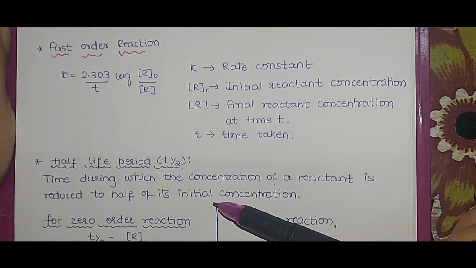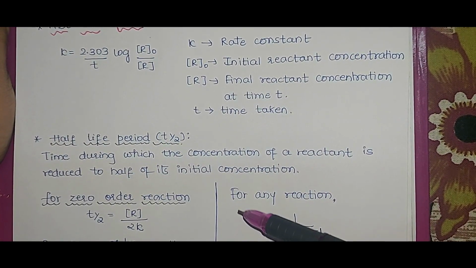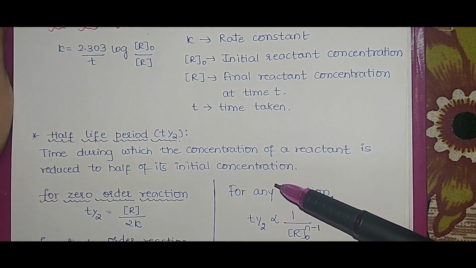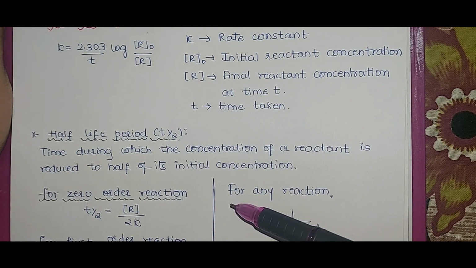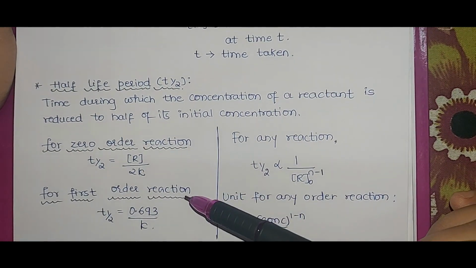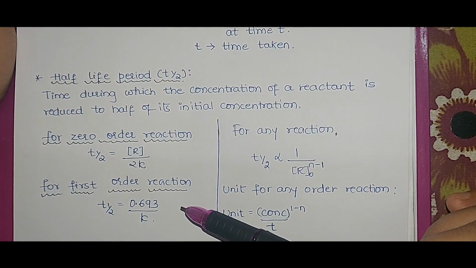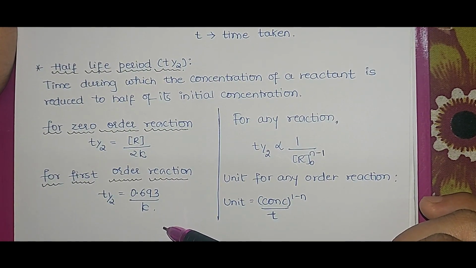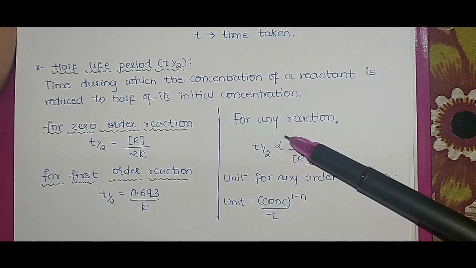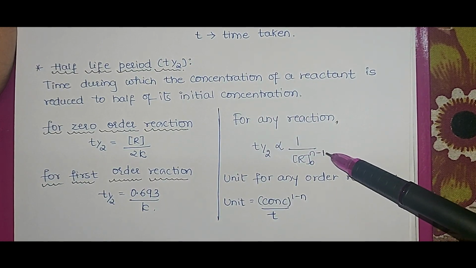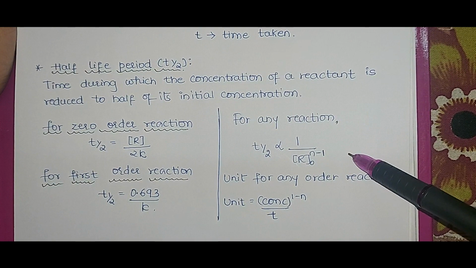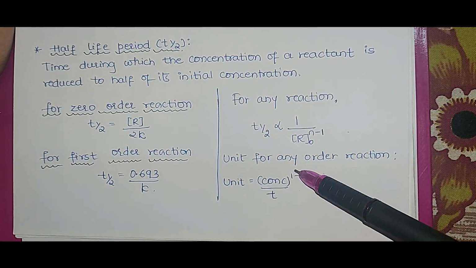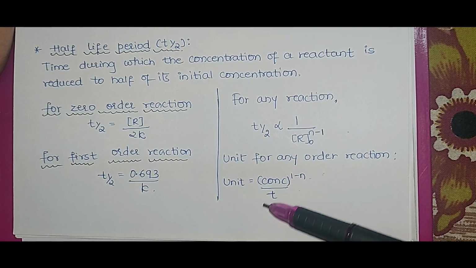Half-life period is the time during which the concentration of the reactant is reduced to half of its initial concentration. For a zero order reaction, t1/2 = R0/2k. For first order reaction, t1/2 = 0.693/k. And for any order reaction, t1/2 is proportional to 1 divided by R0^(n-1), where n is order of reaction. And to calculate the unit of rate constant for any order reaction, the unit equals concentration raised to (1 - n) per time, where n is order of reaction.